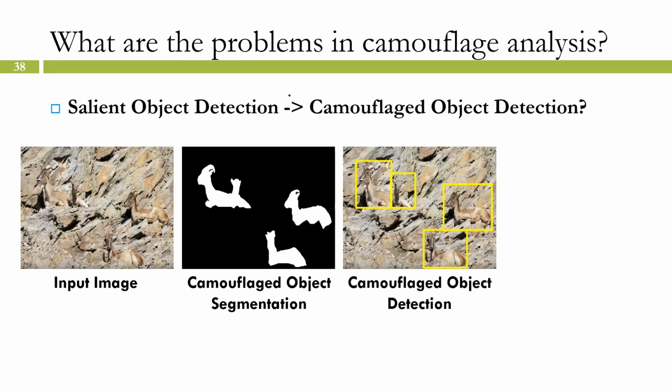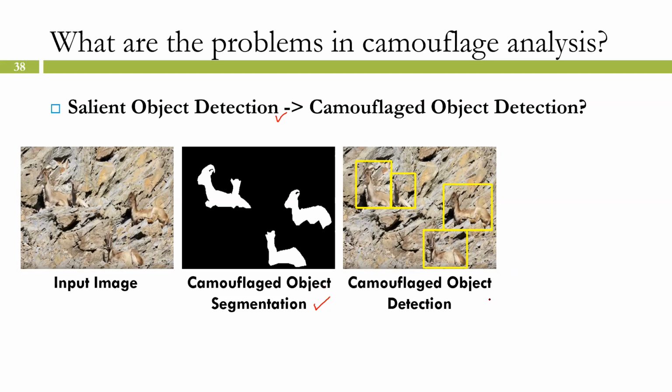So why do people name it salient object detection? That's because in 2009, Chang et al. called this problem salient object detection. That's why people after that just call it salient object detection. Okay, but this is a good time for us to correct it. So we name it camouflage object segmentation, because the output should be the mask of the camouflage object.